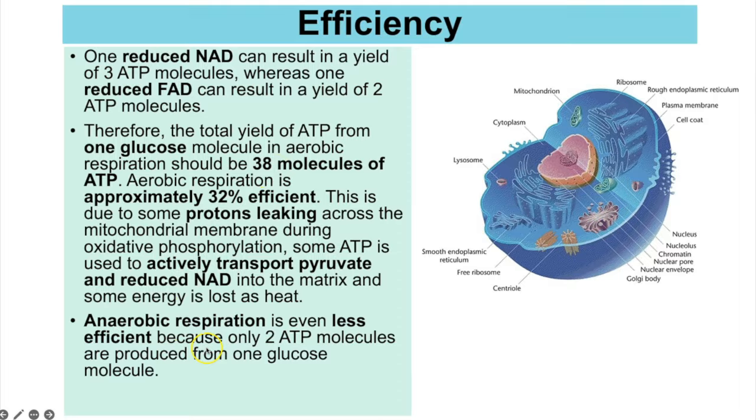Whereas from anaerobic respiration, we only get a net gain of 2 ATP in glycolysis. So there is a big difference there in how much ATP is produced in those 2 different reactions.